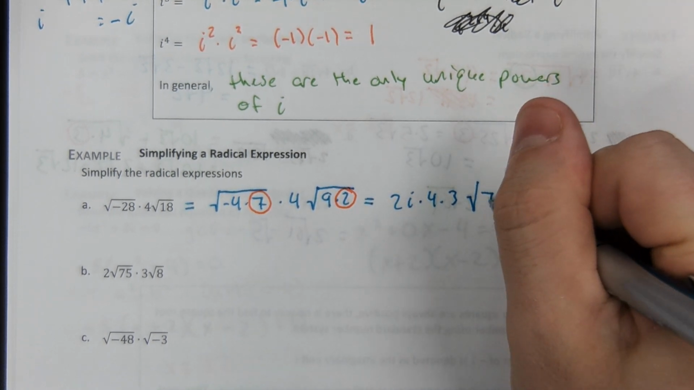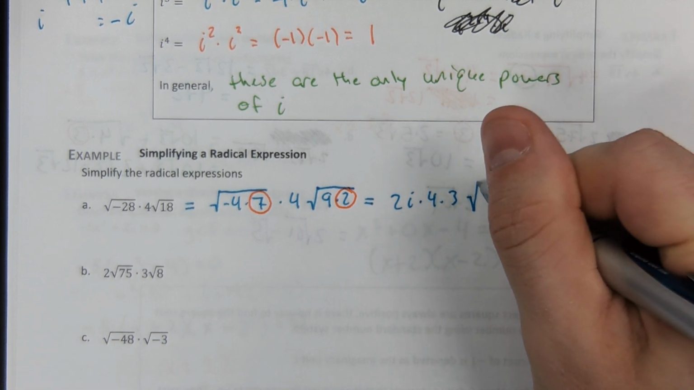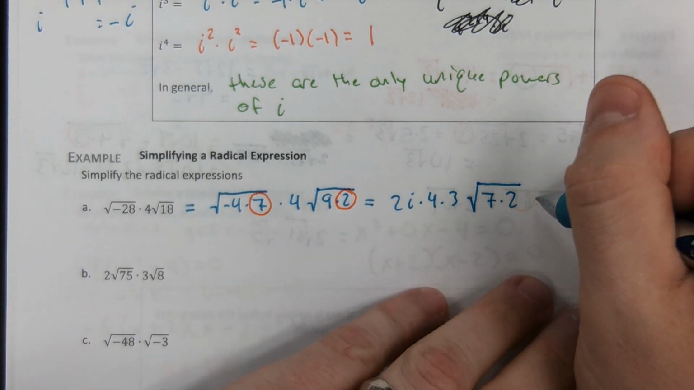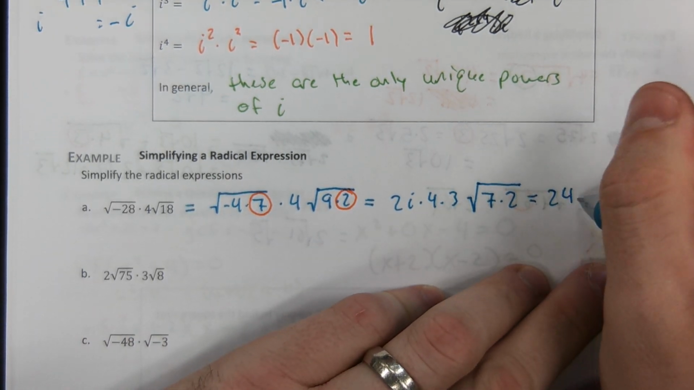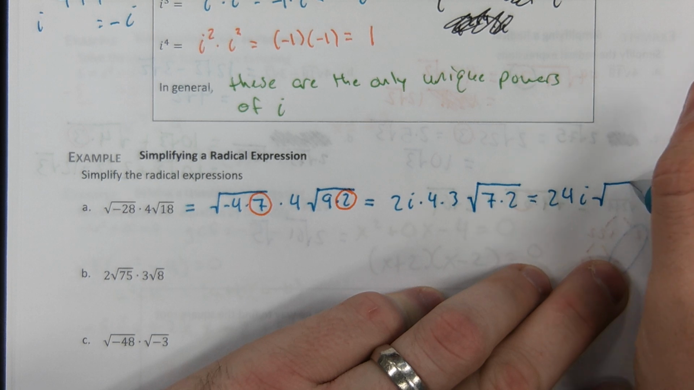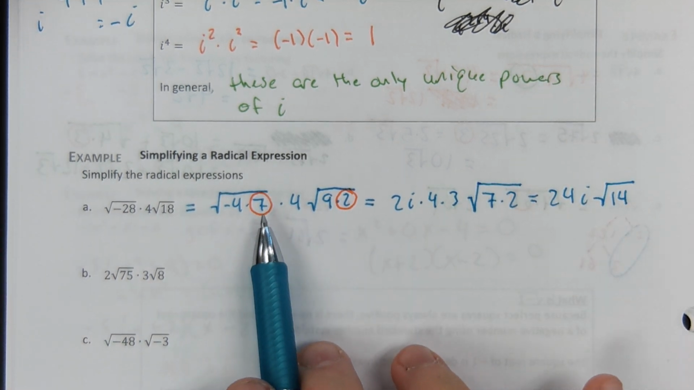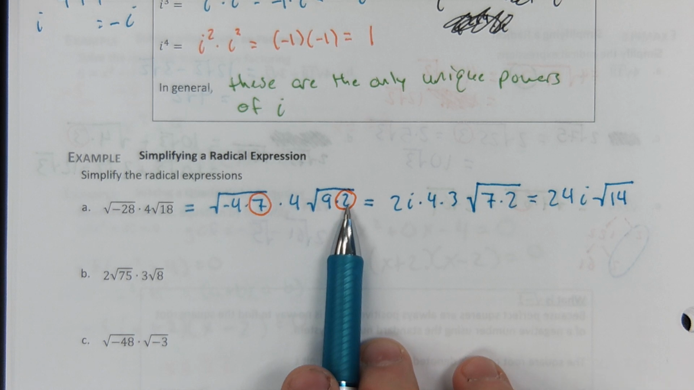7 is stuck inside, 2 is stuck inside. And now all we have to do is multiply. 2 times 4 is 8, 8 times 3 is 24, i comes along for the ride. 7 times 2 is 14. So what you just saw happen here was I multiplied two radicals that still had things underneath them.